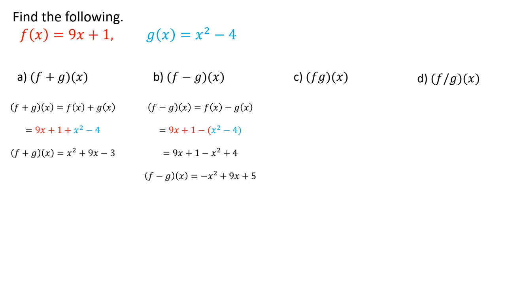Now, again, the only two terms that I can combine here are my constants. So the plus 1 plus 4 is going to give me the plus 5. So f minus g of x is equal to minus x squared plus 9x plus 5.